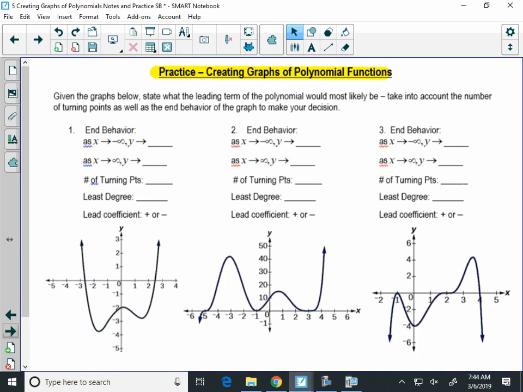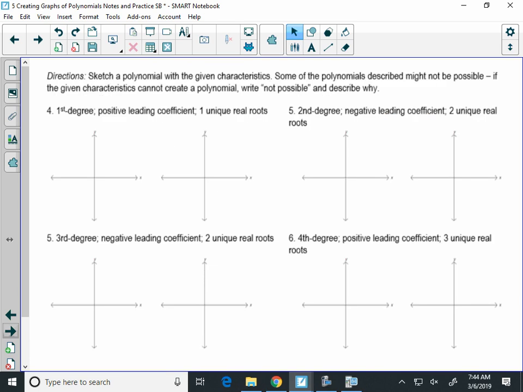All right, go ahead and try to practice this on the back. You're just, first of all, reviewing end behavior and degree, the relationship there, and then probably sketching some graphs.